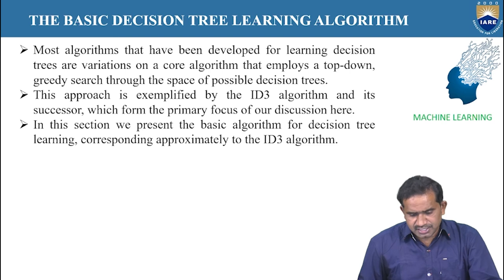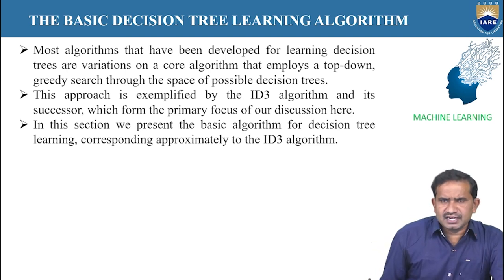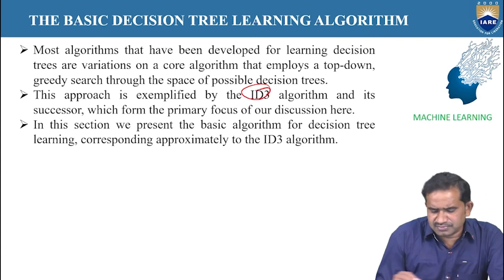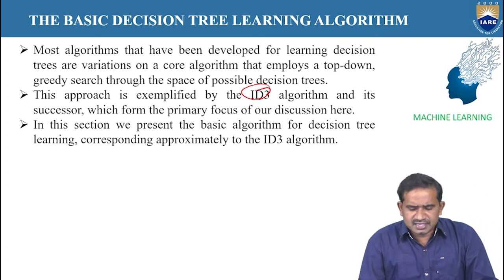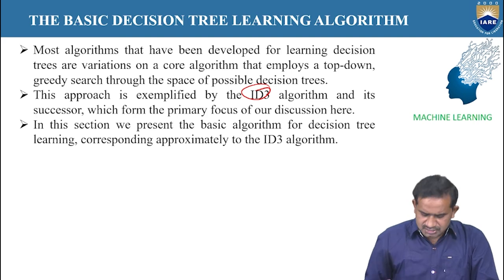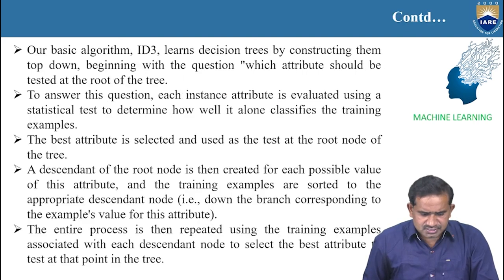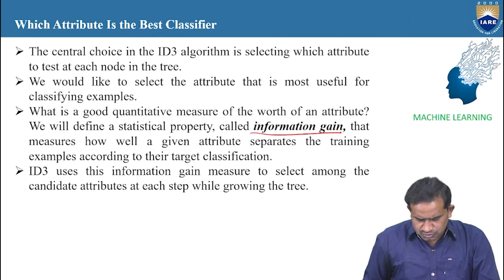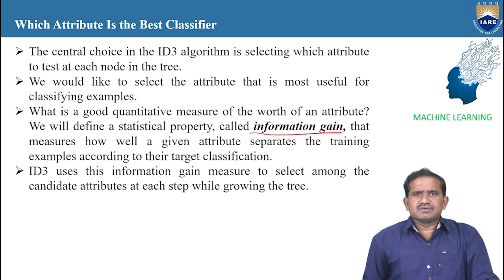And the basics about the decision tree learning algorithm: in this, we mainly discuss ID3. In the problem session, we discussed the ID3 algorithm with an example also, how it works for various applications. So finally, we can select the best attribute value based on the information gain.